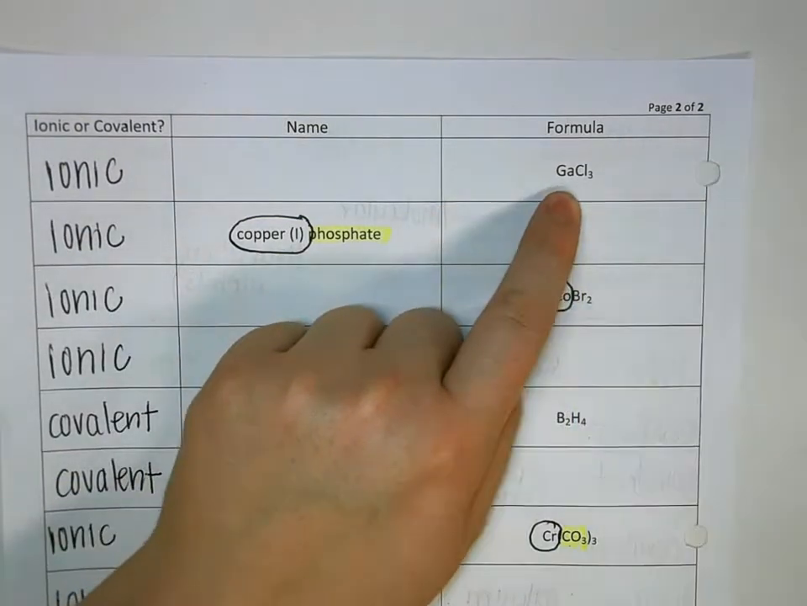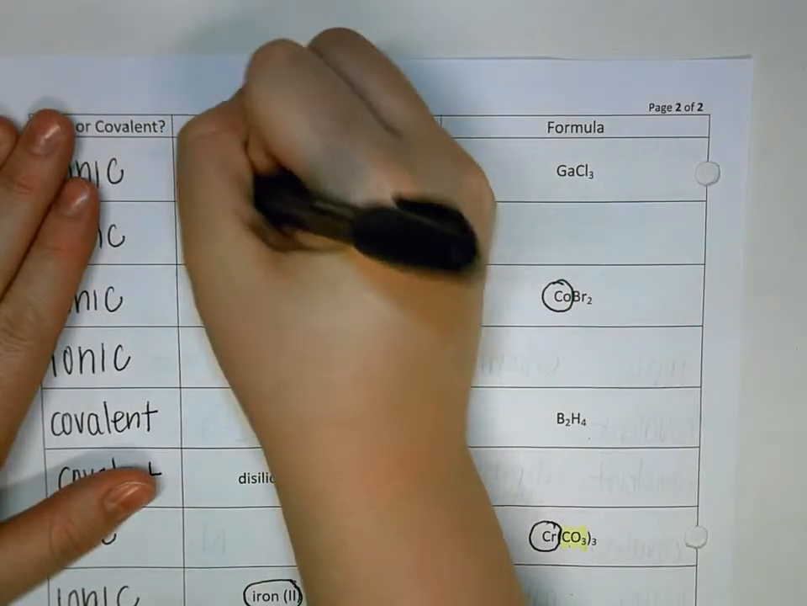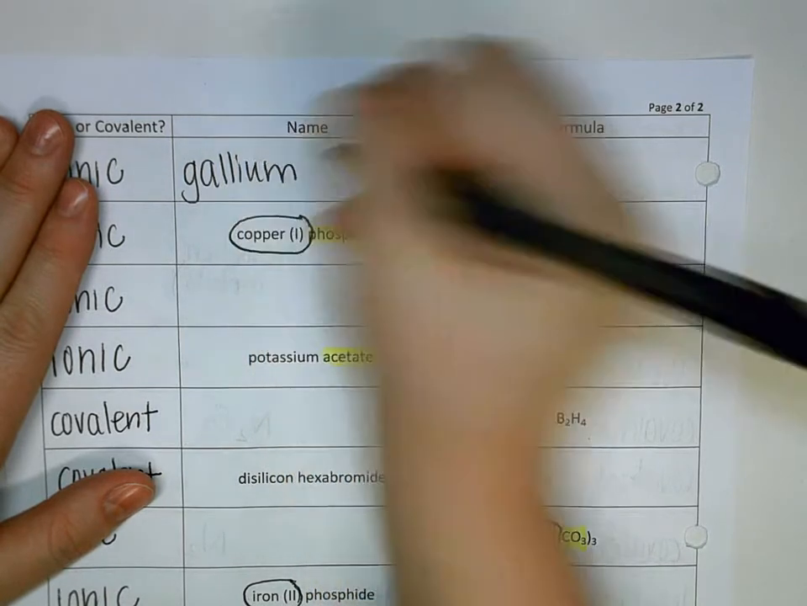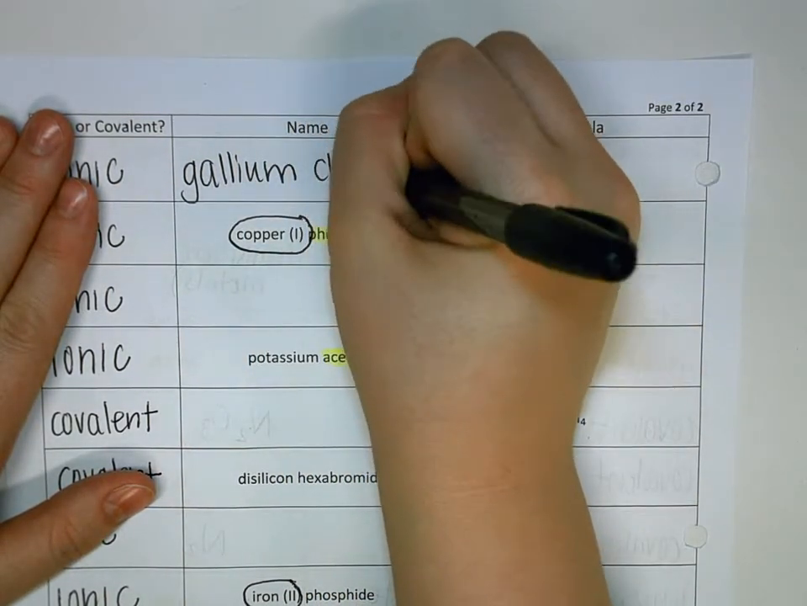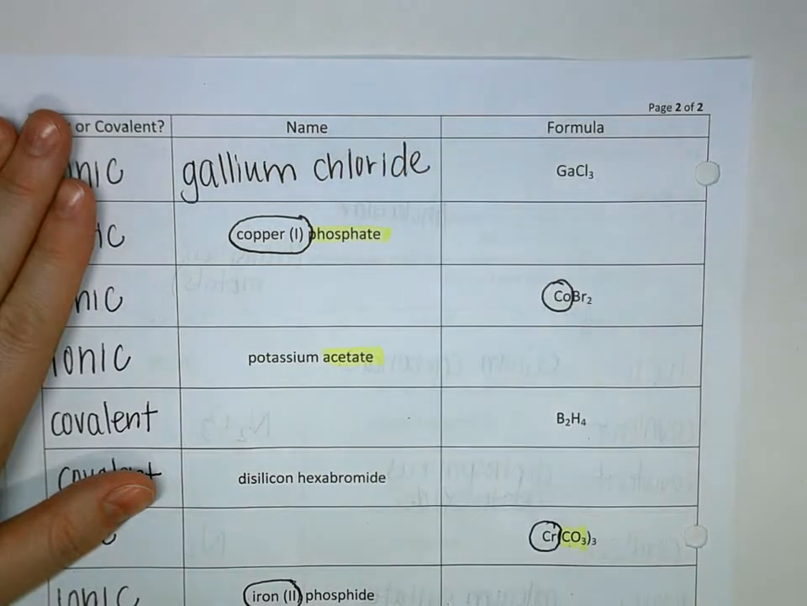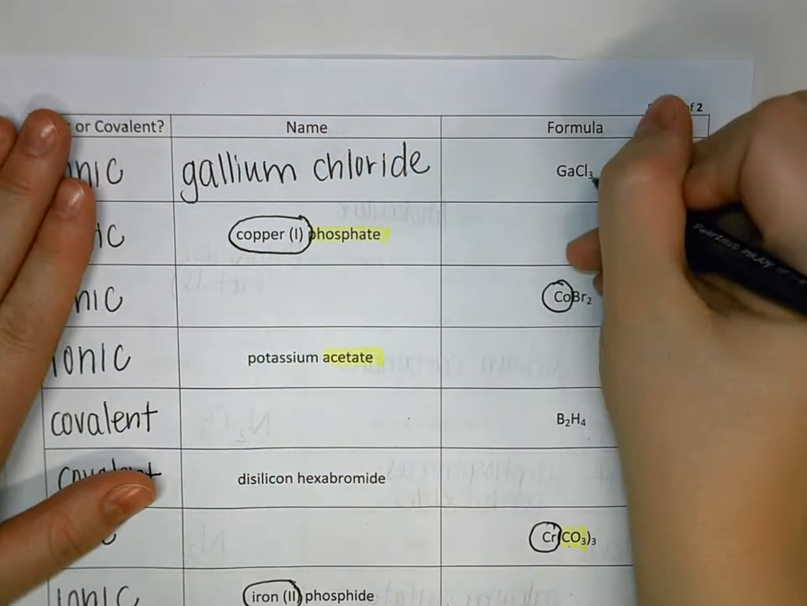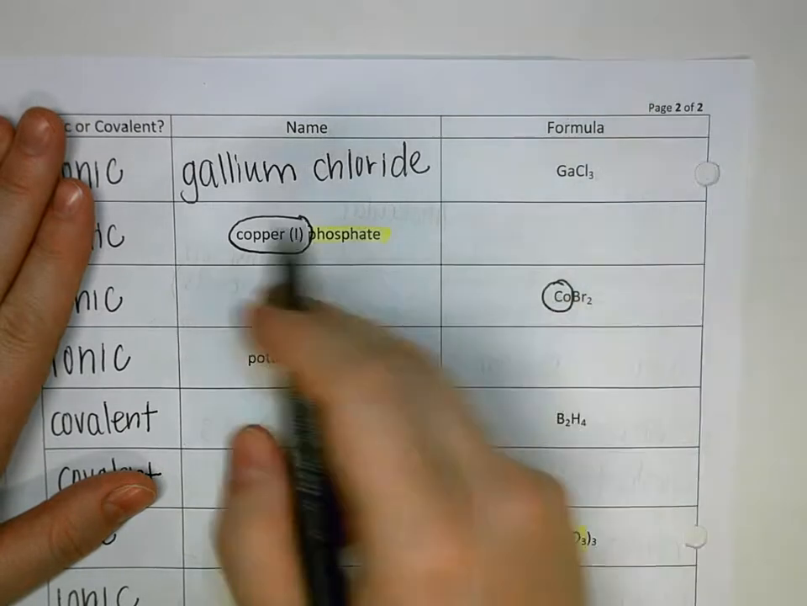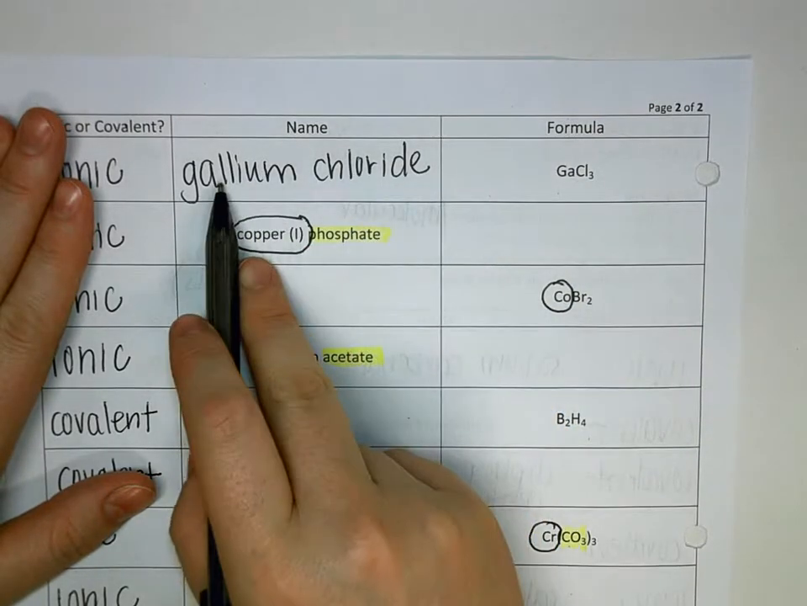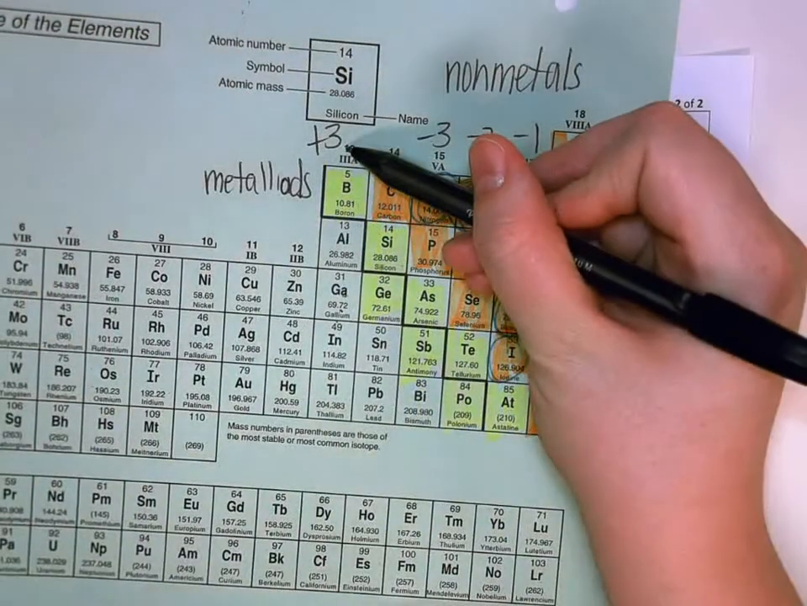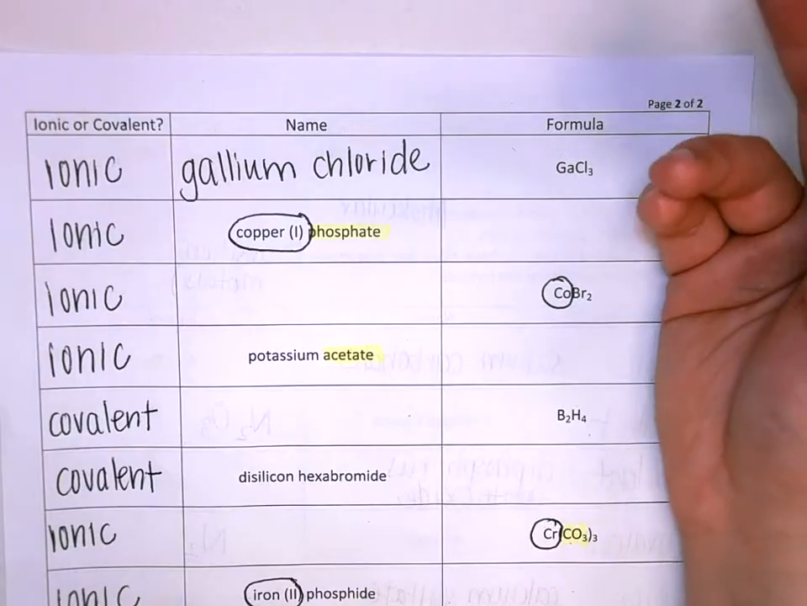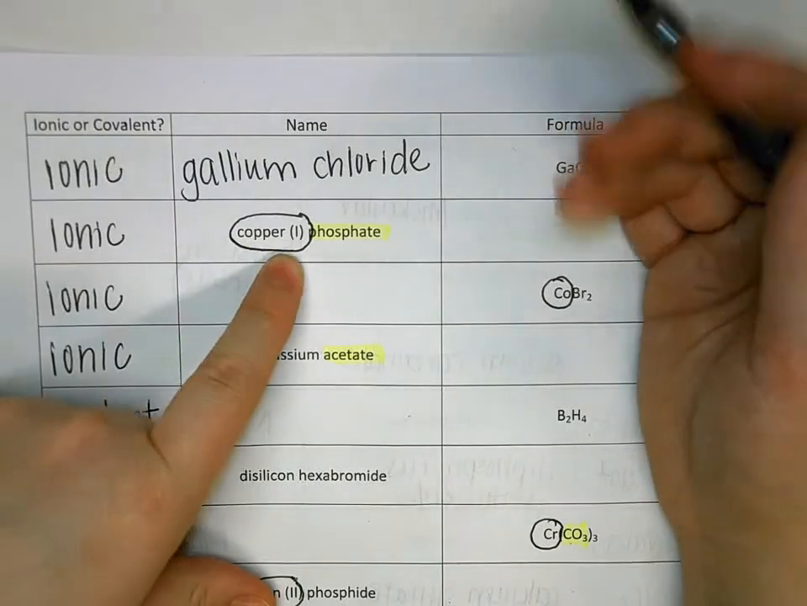So Ga is going to be gallium, named for France. And Cl would normally be chlorine, but we're going to change the ending to chloride. I don't have to do anything special to indicate this 3. Because if I gave you gallium chloride, you would look up gallium, figure out its charge, +3, and then use that to figure out the formula. So I don't need to indicate that.